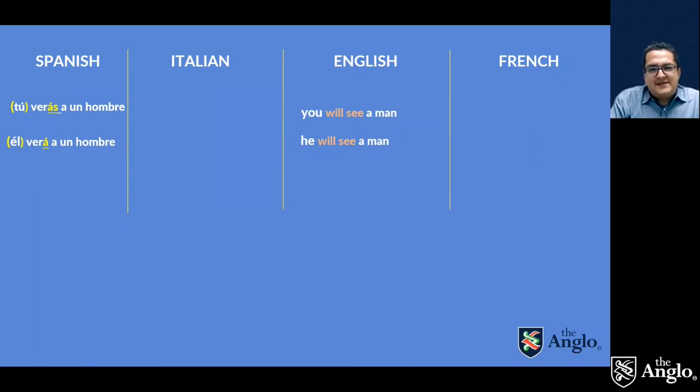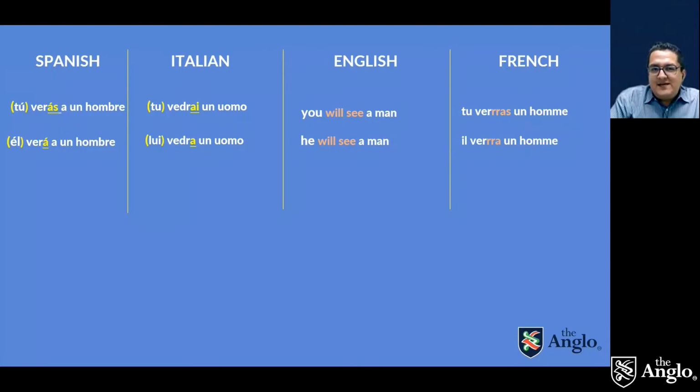The yellow letters appear there again. In Italian, that same sentence is vedrai un uomo or vedrà un uomo. Tu vedrai un uomo, lui vedrà un uomo. In French, on the contrary, it is tu verras un homme, il verra un homme. So what can you tell me? What can we infer from this? Notice please the letters in orange and in yellow. Has anyone got an idea that they would like to express on the chat? Also note the parentheses.